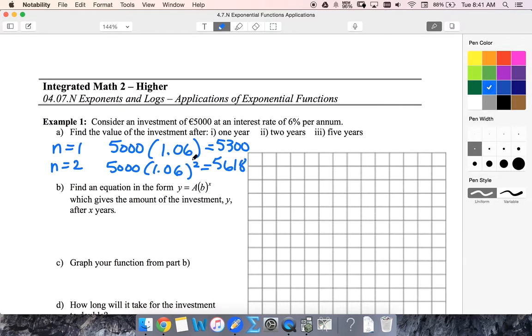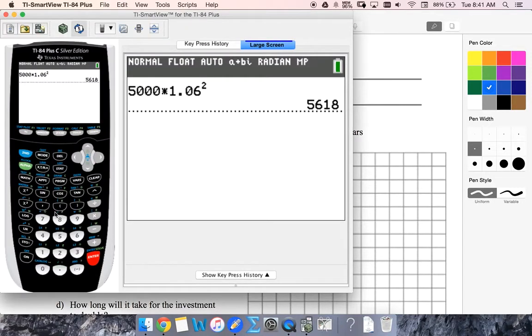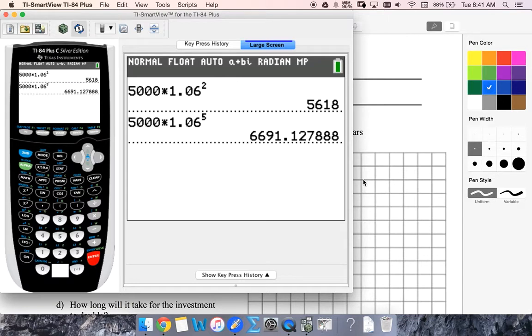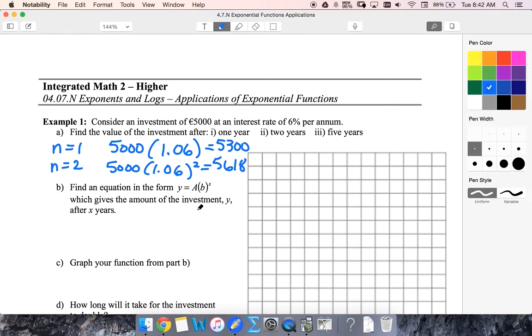So after 5 years, I'm going to raise to the 5th power because my interest will have been applied 5 times. So 5,000 times 1.06 raised to the 5th power, 6,691 thereabouts. And that's how we're going to calculate it. So in this case, our general equation, the amount of our investment is going to be the 5,000. So that's my A value. And then my interest rate makes my B value, and we do 100% plus 6% to the x power.